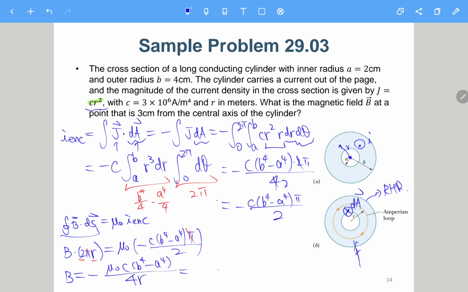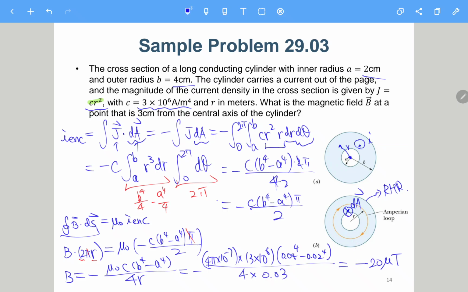So this is negative. Mu 0 is 4 pi times 10 to the negative 7, and then times C. C is here, 3 times 10 to the 6th power. And then times b to the 4th power minus a to the 4th power: b is 4 centimeter, a is 2 centimeter. So this is 0.04 to the 4th power minus 0.02 to the 4th power, all over 4 times r, which is 3 centimeter, 0.03. So this is actually negative 20 micro Tesla. So the answer is negative 20 micro Tesla.